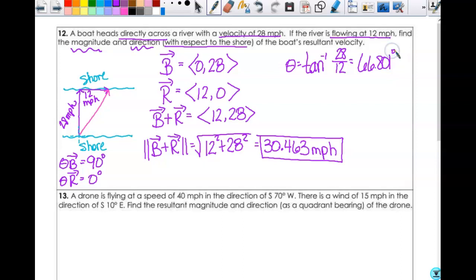66.801 degrees. But as always, I've got to double check and make sure this is really what I want. So this is not bearing. I want the direction, but it specifically says with respect to the shore. Well, this is the shore. This is my vector. So this is my angle, which, if I think about this as starting at 0, is just that theta. I don't have to do anything fancy to it. That's theta, and I'm done.